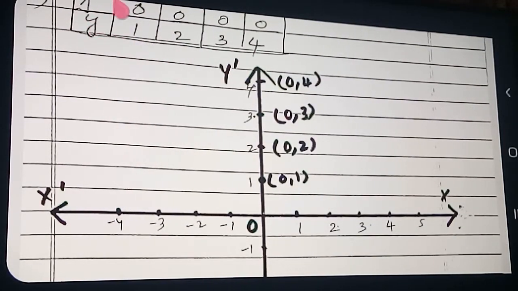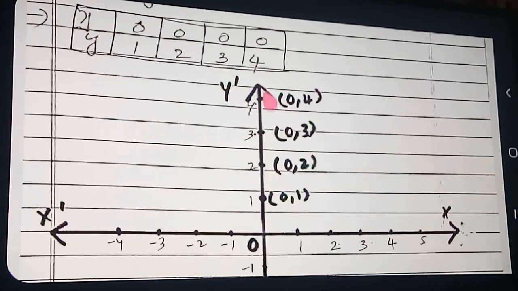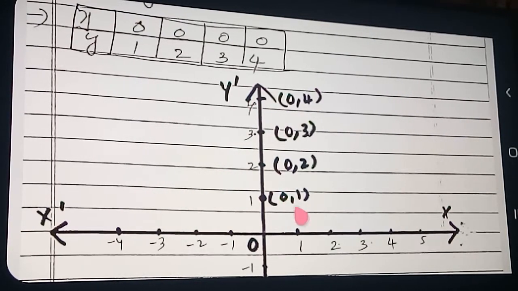Now see here, x is 0, y is 1. The x coordinate is 0, so it will lie on the y-axis. Where is 1 coming? See here, (0, 1). x is 0, y is 2, see where it comes. x is 0, y is 3, where does it come here? x is 0, y is 4, where does 4 come here? So we plotted all the points now. Where do all these points lie? You join all these 4 points. Joining, what are you getting? Joining, again you are getting the y-axis only.